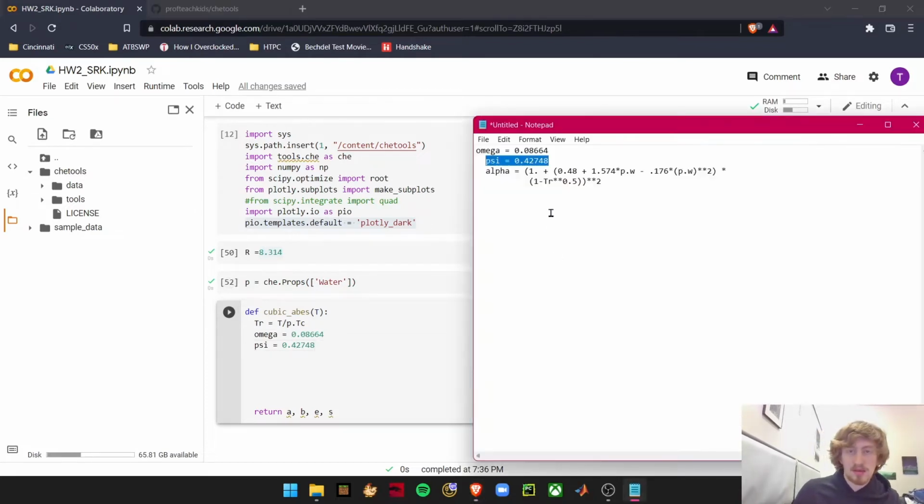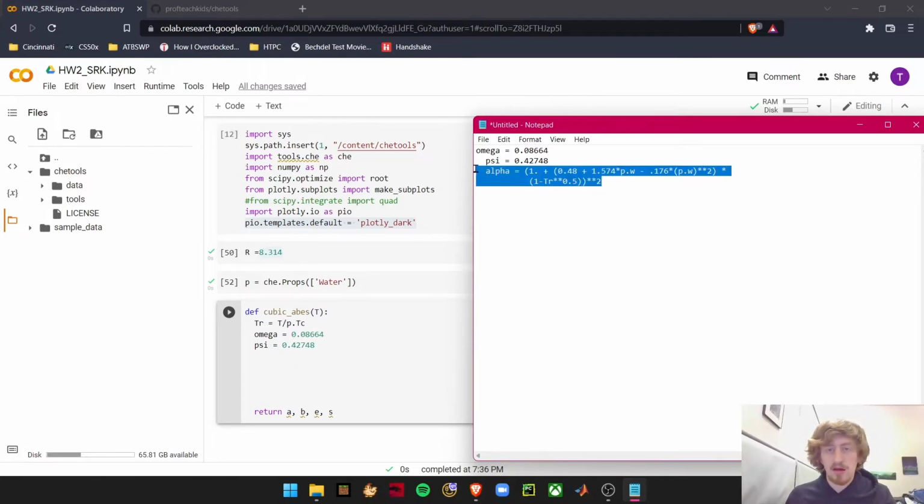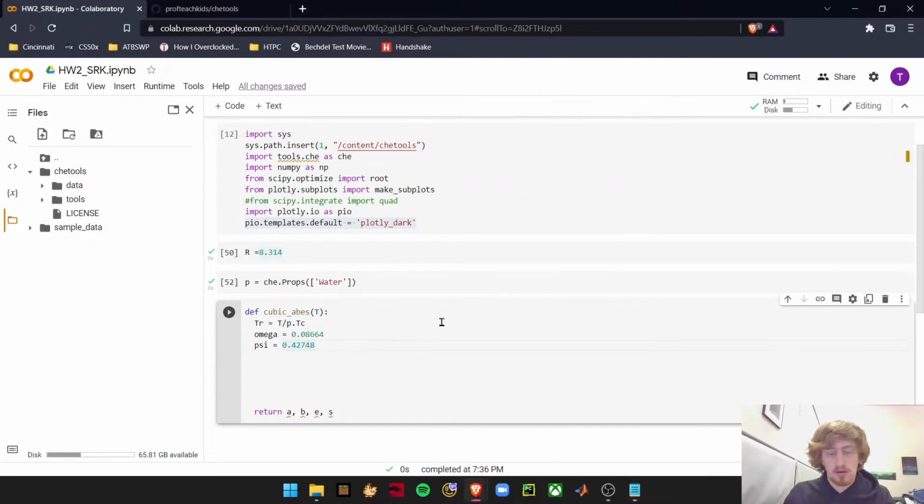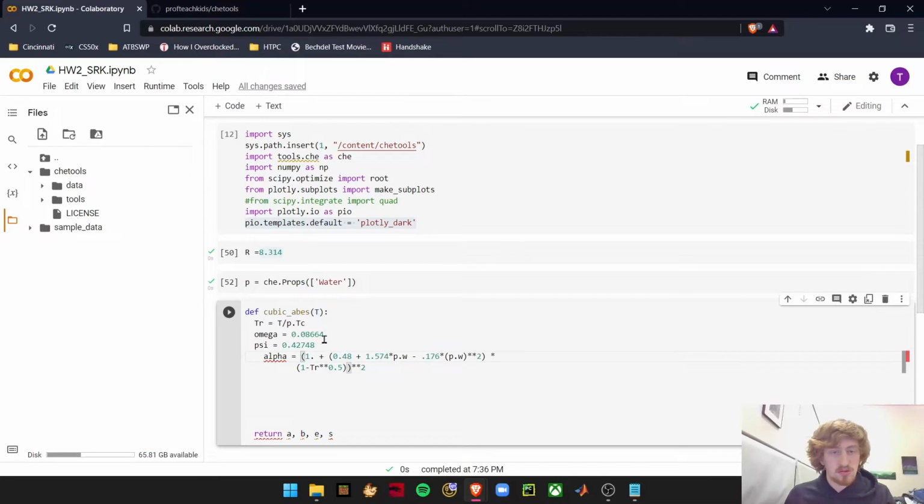And then we're going to need to calculate alpha, which we'll use in our calculation of the parameter A. Actually, it won't be used in B. But alpha is equal to this equation here, and I'll go ahead and go through this. So we have 1 plus 0.48 plus 1.574 times omega, and this is the eccentric factor for water. So again, we're bringing that in with the P.W. Minus 0.176 times our omega squared, times 1 minus the square root of our reduced temperature, and then this whole thing squared.